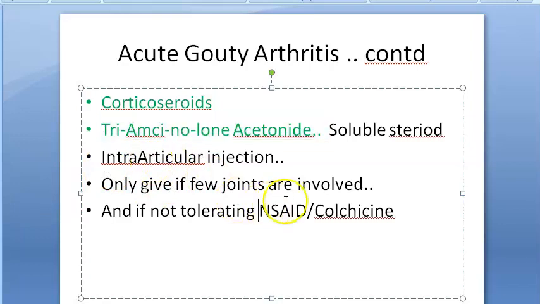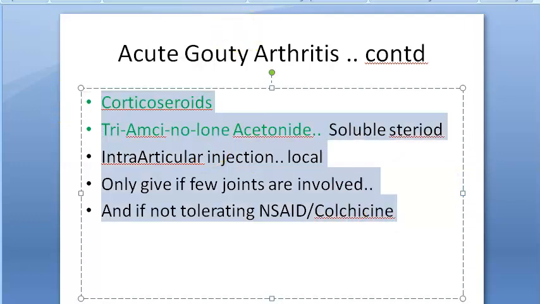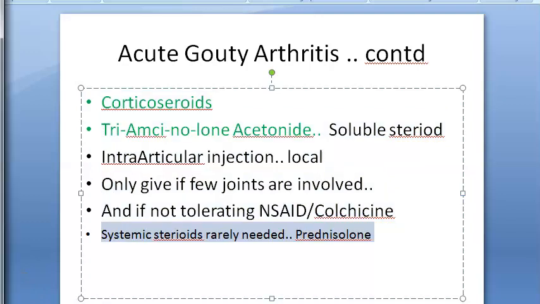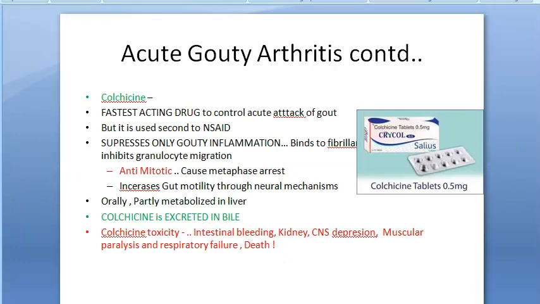Systemic steroids they don't give. This is a soluble steroid and they are giving it locally. Intra-articular injection means only into the joint, so obviously it's a local route of drug administration, not a systemic route. Systemic steroids are not given that much. If you want, you can say prednisolone, etc. as systemic. I think we can move on.